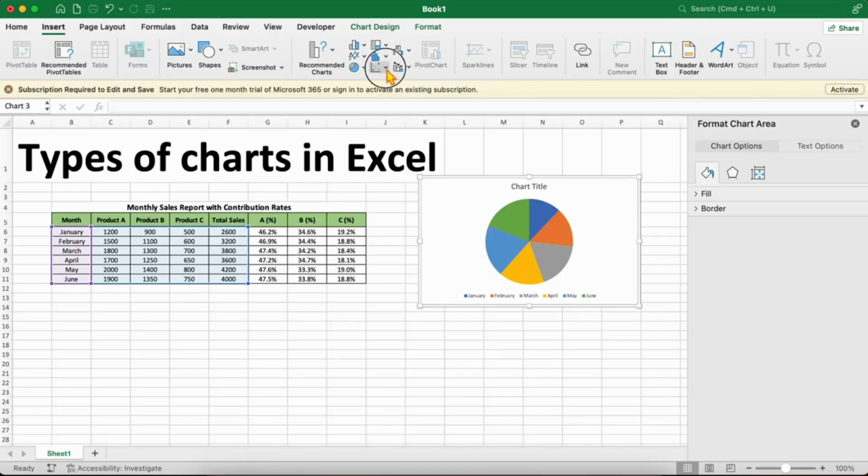The area chart is similar to a line chart, but it fills the space below the line with color, emphasizing the total value. It is useful when you want to show how different parts contribute to a whole over time.